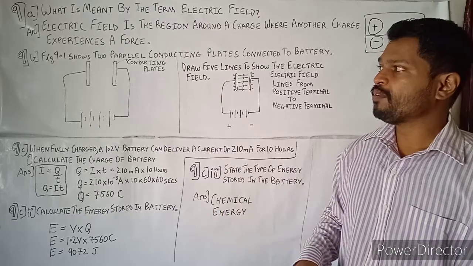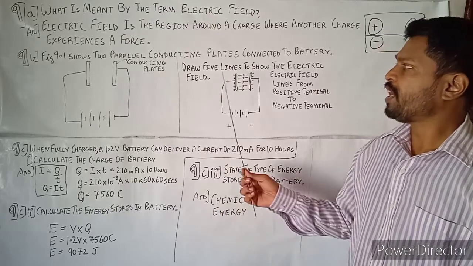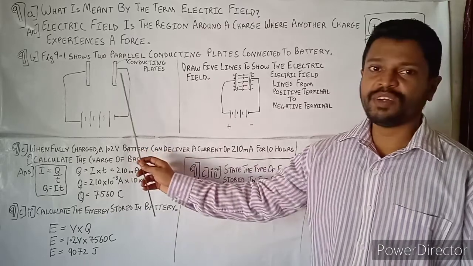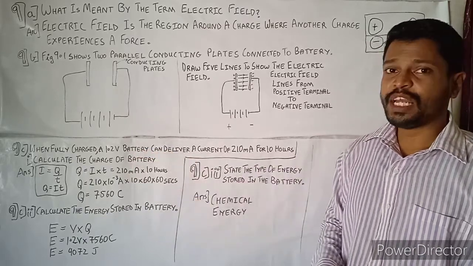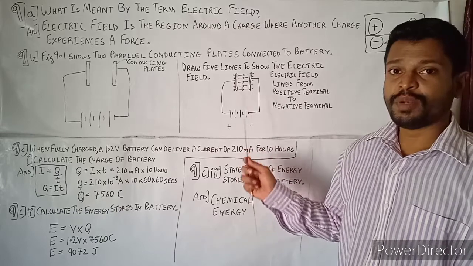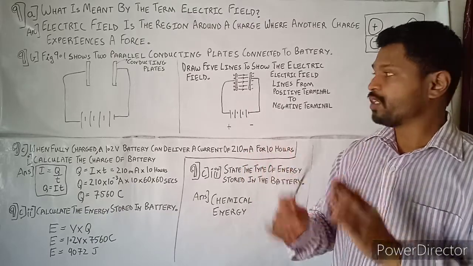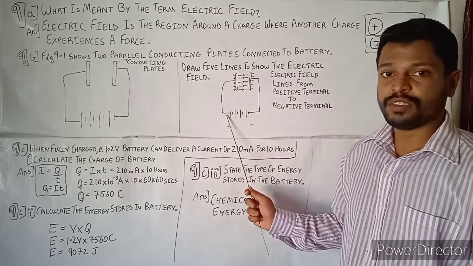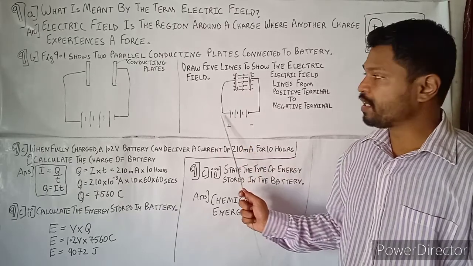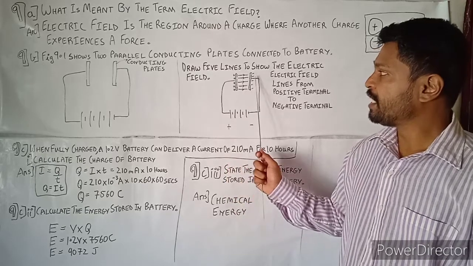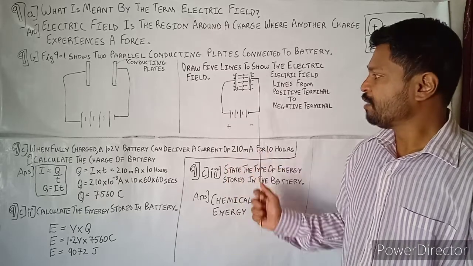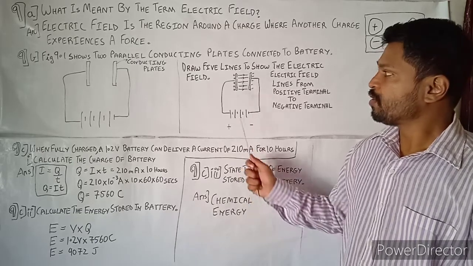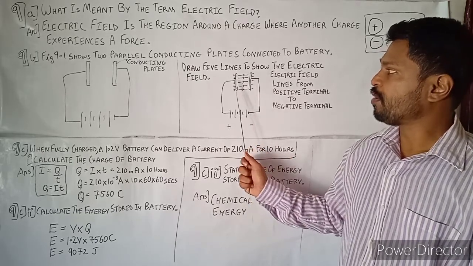Now they have asked us the question, draw 5 lines to show the electric field. So we have to show the electric field between these 2 plates. You are already aware that when there are 2 plates parallel to each other, there will be positive charge on one plate, because the positive terminal of the battery is connected to it, and negative charge will be on the opposite plate because the negative terminal of the battery is connected to it. So there will be positive, negative.